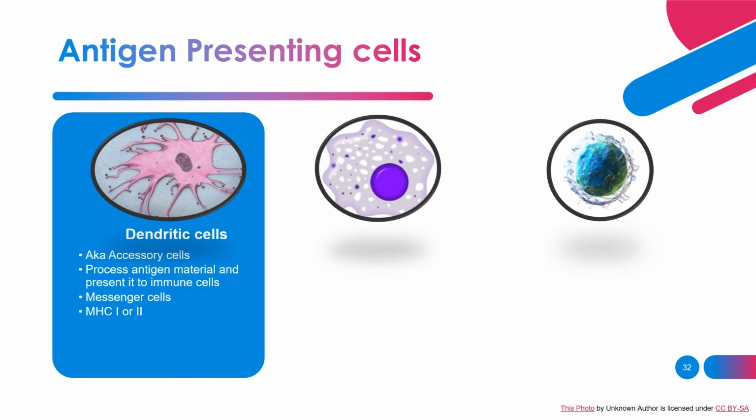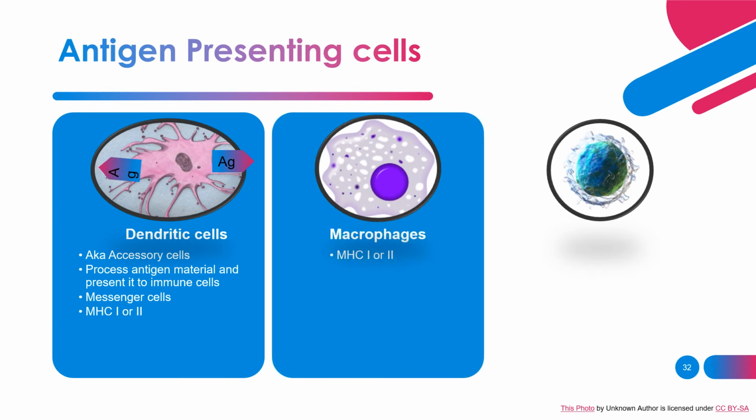If you remember, dendritic cells are also a part of the innate immunity. Now, after processing these antigen materials, these antigens would be placed on the surface of the dendritic cells with the help of the MHC class 1 or class 2 molecules.